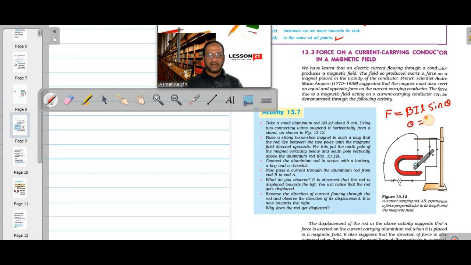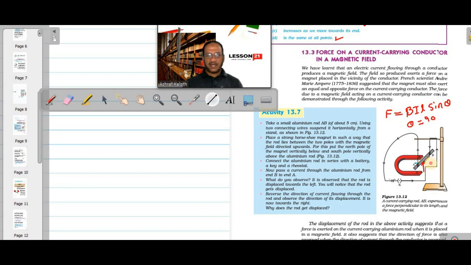Theta is equal to 90 degrees. Sin theta has maximum value when theta equals 90 degrees. Sin 90 equals 1. This means the rod is hanging perpendicular to the direction of the magnetic field. In the figure, the north pole is at the bottom and the south pole is here, so the magnetic field is vertically upward.